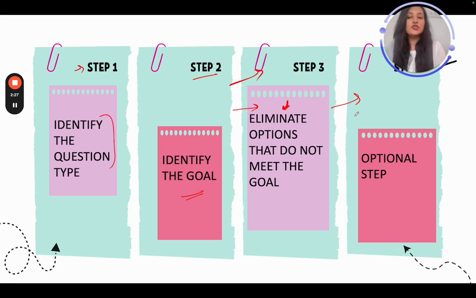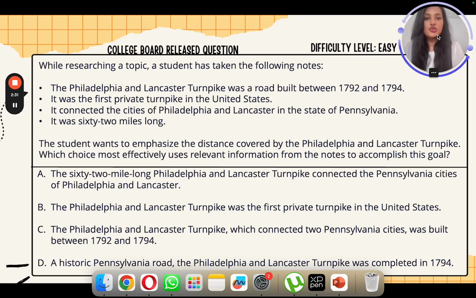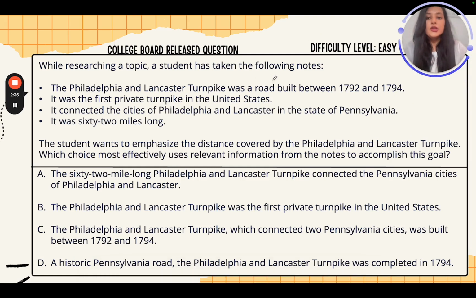Let's take up one question for now. And this is a College Board released question. The difficulty level is easy, like it's mentioned above. Let's read this. Now, how do you identify this question type? I don't think it's difficult, right? You look at the bullet points over here and you know this is the rhetorical synthesis question type. There is no other question type on the test which will have bullet points and not continuous text, right? As soon as you see the bullet points, know that you're dealing with rhetorical synthesis.